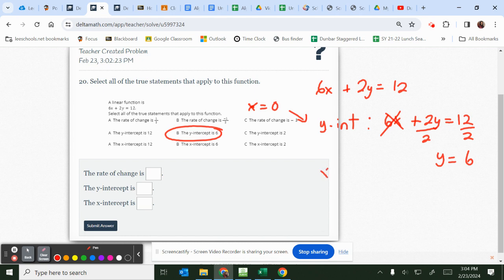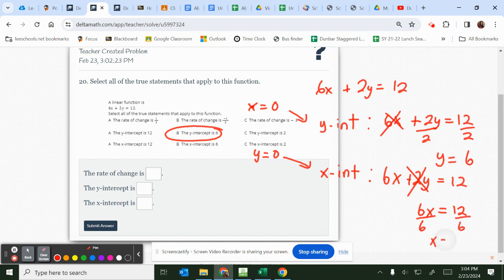Now you're going to find the x-intercept. The x-intercept is not when x is 0, but when y is 0. So if my y is 0, that means I have no y's, so my y is gone. I would end up having 6x equals 12. I break up the couple by dividing by 6. So your x is 12 divided by 6, which is 2. So your x-intercept is going to be 2.